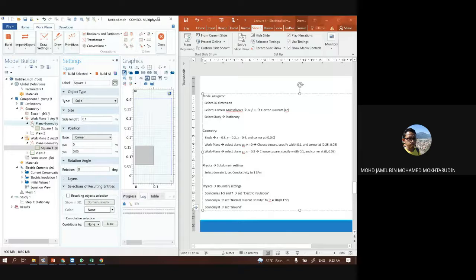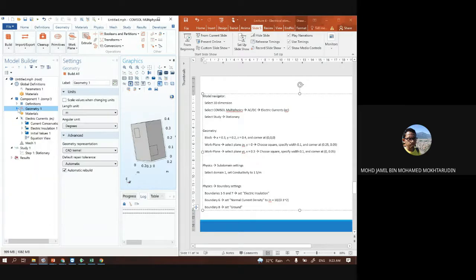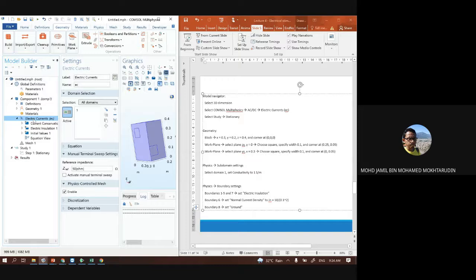Okay, now we have our electrode drawn on the abdomen. Then we can go to setting the electric current. So as I said, for electromagnetism, we only have one material property to set, which is the conductivity.